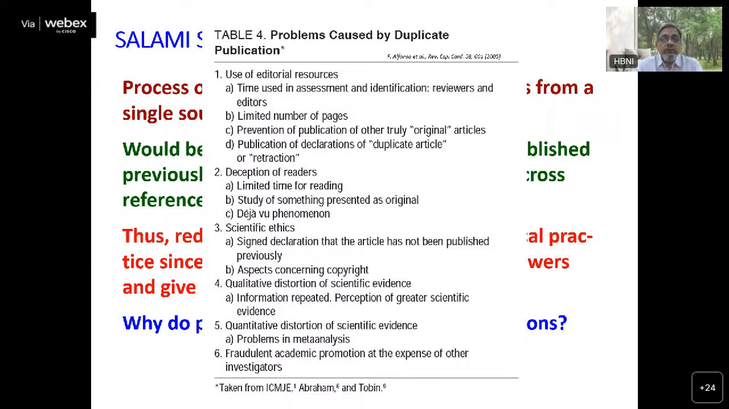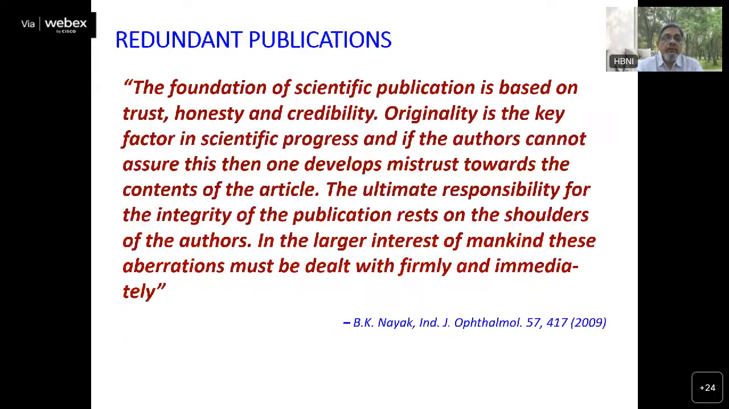Okay. So then finally, of course, people may get promotions and rewards based on these redundant publications also, through which you are actually taking away the credit from someone else who might have been more eligible for that particular reward or promotion. Okay. So to quote an author in the Indian Journal of Ophthalmology, it says that the foundation of scientific publication is based on trust, honesty, and credibility.